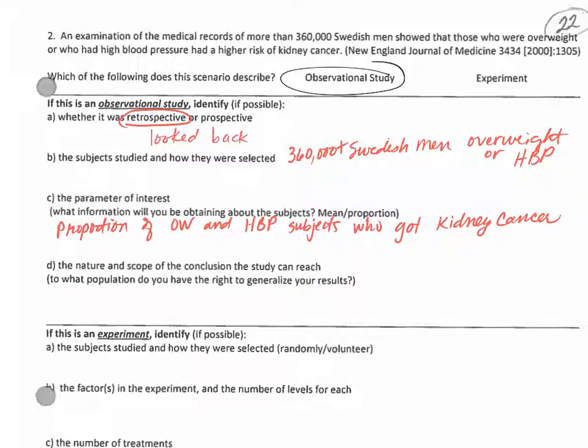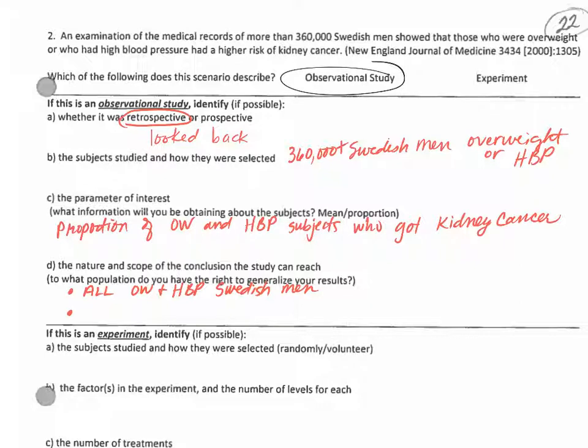All right. So the nature and scope of the conclusion on that. Our first question is, who do you think we can generalize to? Who do we have the right to generalize to? Good. All overweight and high blood pressure Swedish men, because this was a random selection from their files.